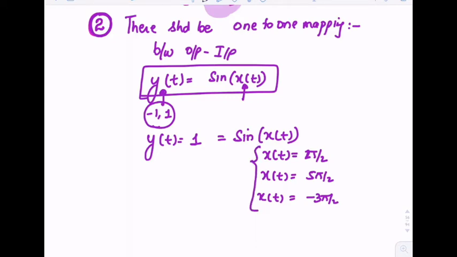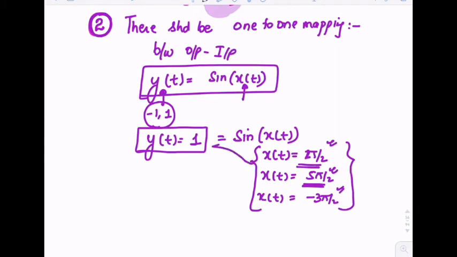Okay, so for many values of input, whenever output is equal to 1, the value of input can be π/2, 5π/2, -3π/2, and so on. There can be infinite values. So there is many-to-one mapping taking place, that for a single value of output there are many values of input that are possible. Okay, so these systems are also non-invertible, because by looking at the output we cannot tell the exact value of the input. So such systems are also non-invertible.